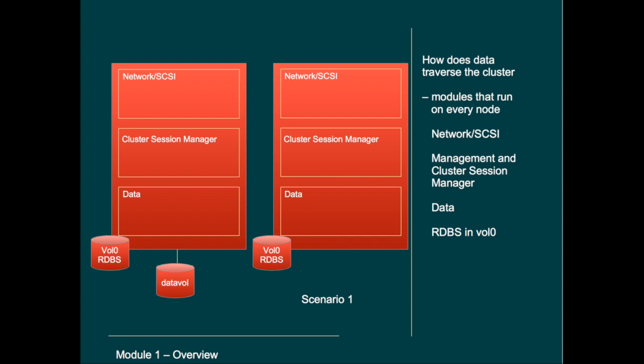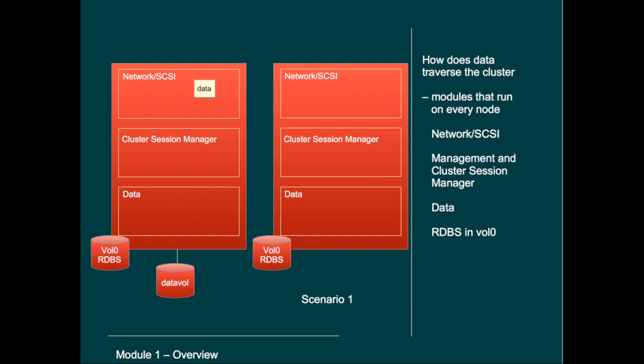In the first scenario, the data enters the node and is destined to be written to a volume that is hosted in an aggregate on that particular node. In the second scenario, the data enters the node and is destined to be written to a volume that is hosted in an aggregate on a different node in the cluster.